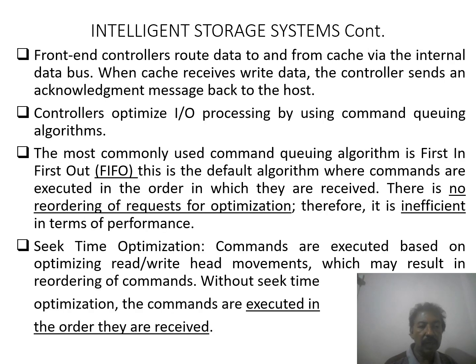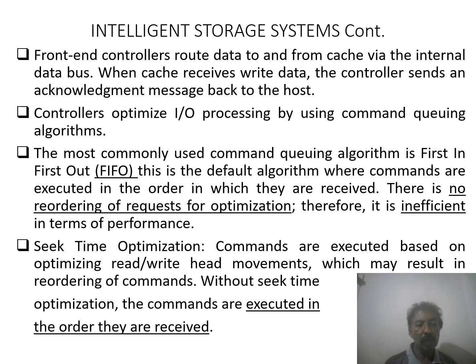Then front-end controllers route data to and from cache via the internal data bus. When cache receives write data, the controller sends an acknowledgement message back to the host. The controllers optimize I/O processing using command queuing algorithms. The most commonly used command queuing algorithm is FIFO, first in, first out, which is the default algorithm.